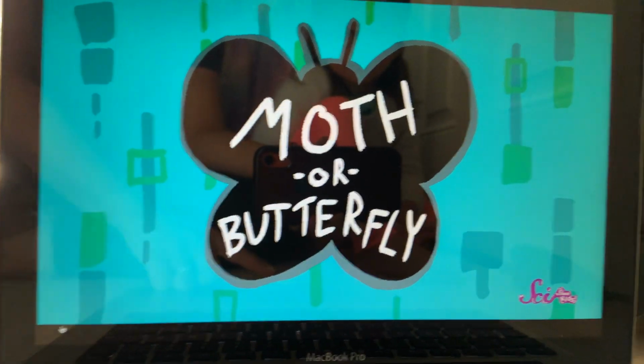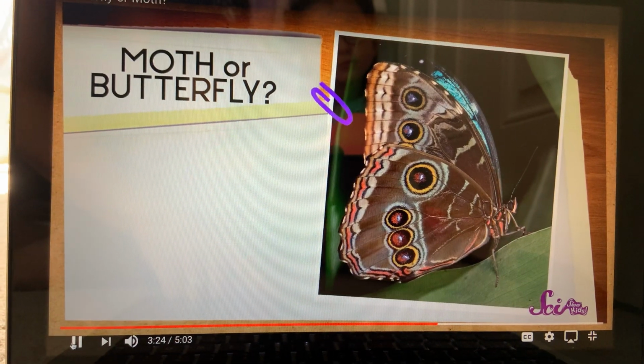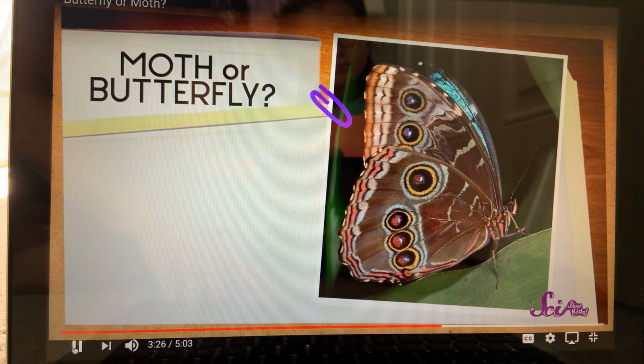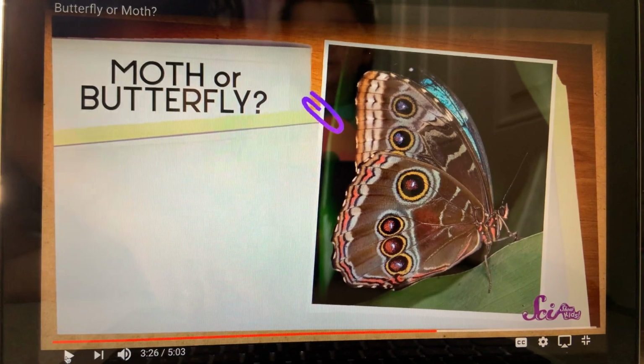So now that we're experts on how to tell the difference between a butterfly and a moth, do you want to test our skills? Let's play moth or butterfly. Take a look at this picture. Can you tell whether it's a butterfly or a moth? Let's try. All right, take your guess.